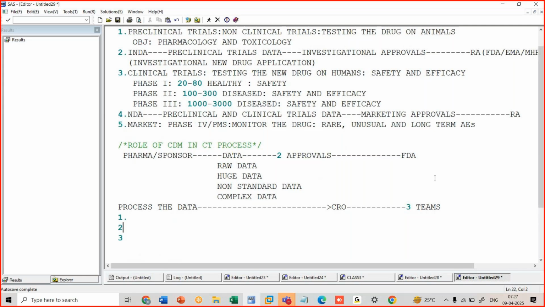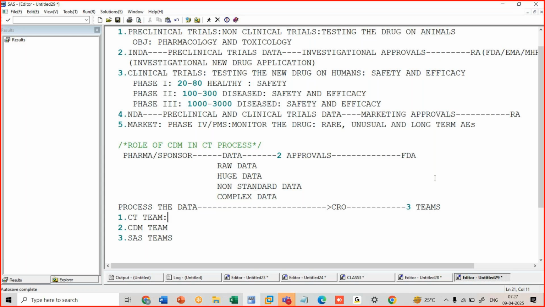So now we are going to learn the data flow. As part of this data flow, you're going to learn the role of CDM also, because one of the teams is the CDM team. So: the clinical trial team, the CDM team, and also the SAS teams, the statistical teams.